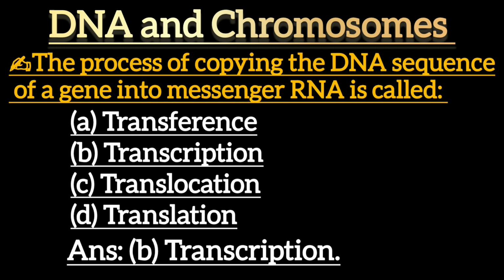Next one is the process of copying the DNA sequence of a gene into messenger RNA is called. Option A, transference. Option B, transcription. Option C, translocation. Option D, translation. Correct answer is option B, transcription.